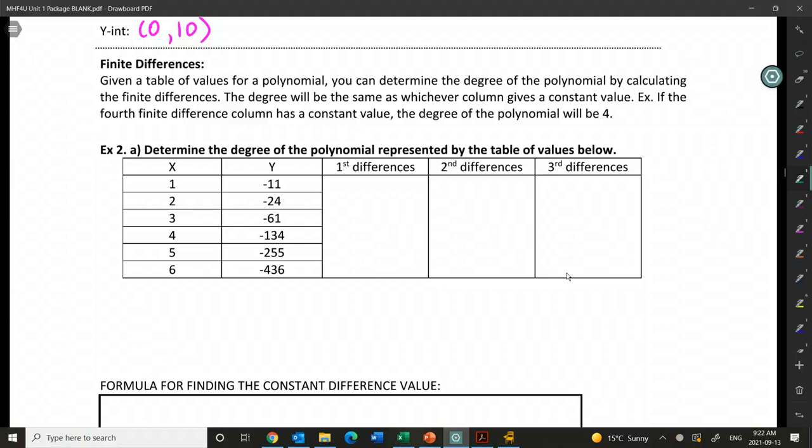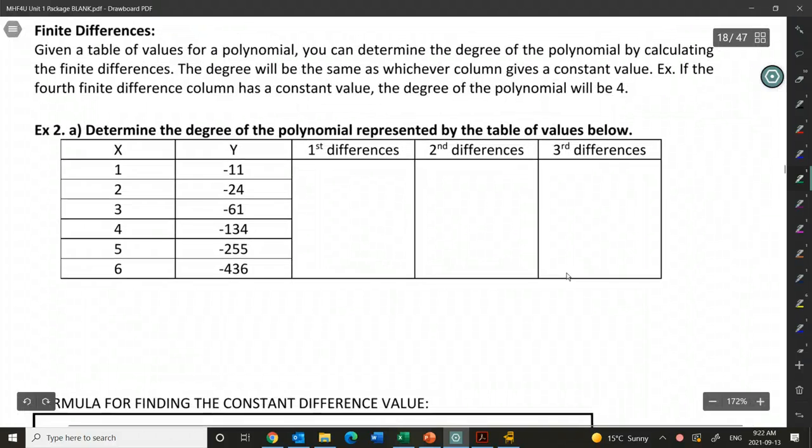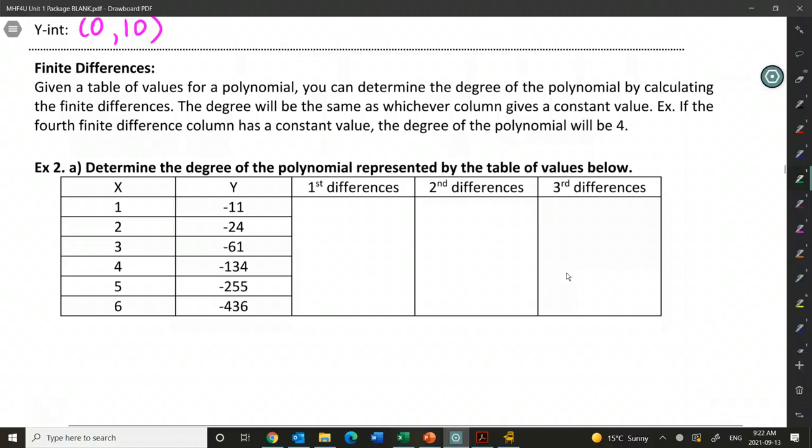So finite differences. We're going to chat about something that we've kind of visited since grade 9. This might be sort of like a refresher for you. But it also relates to polynomials and how we can determine degrees if we have something like a table of values. So if we calculate finite differences, we will go until we get a constant column.